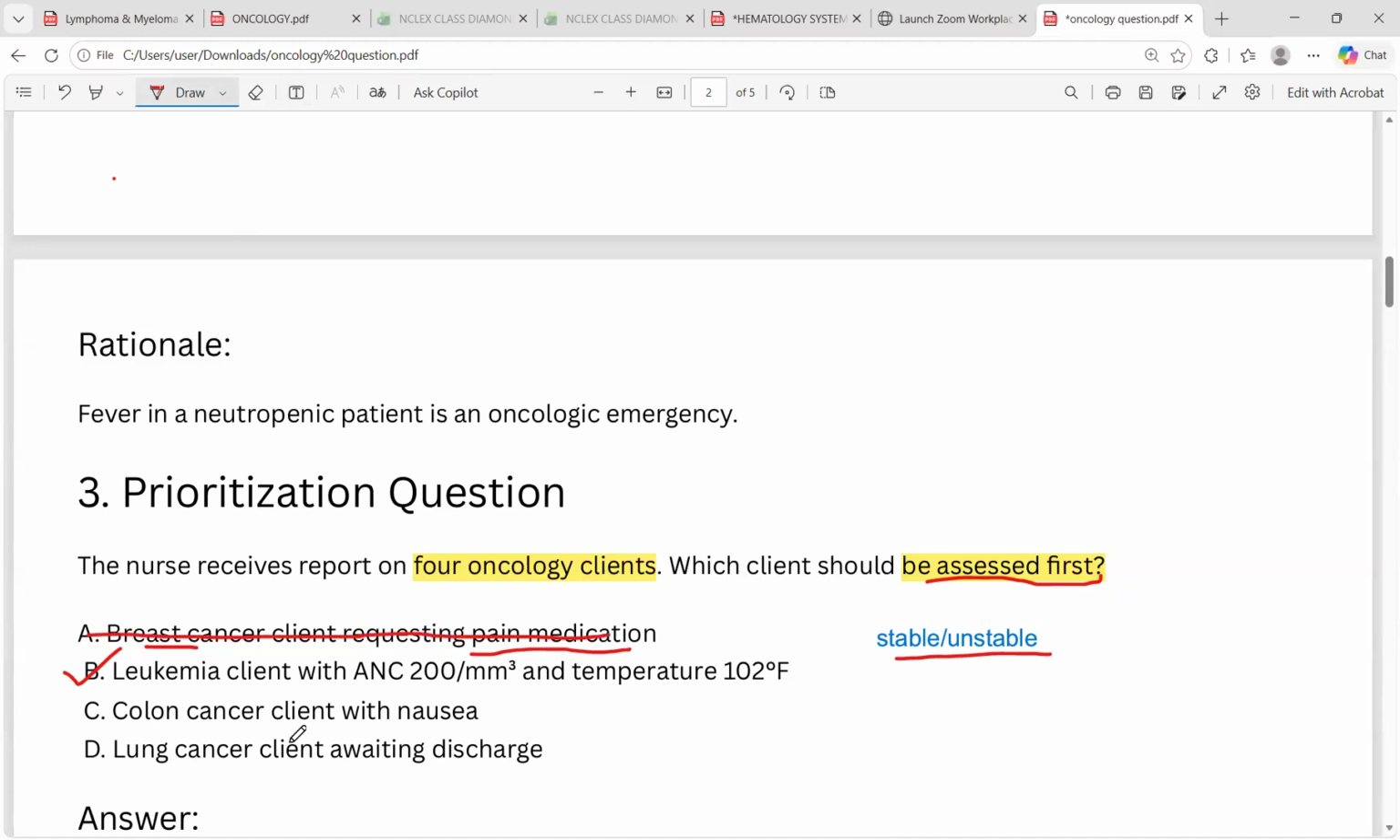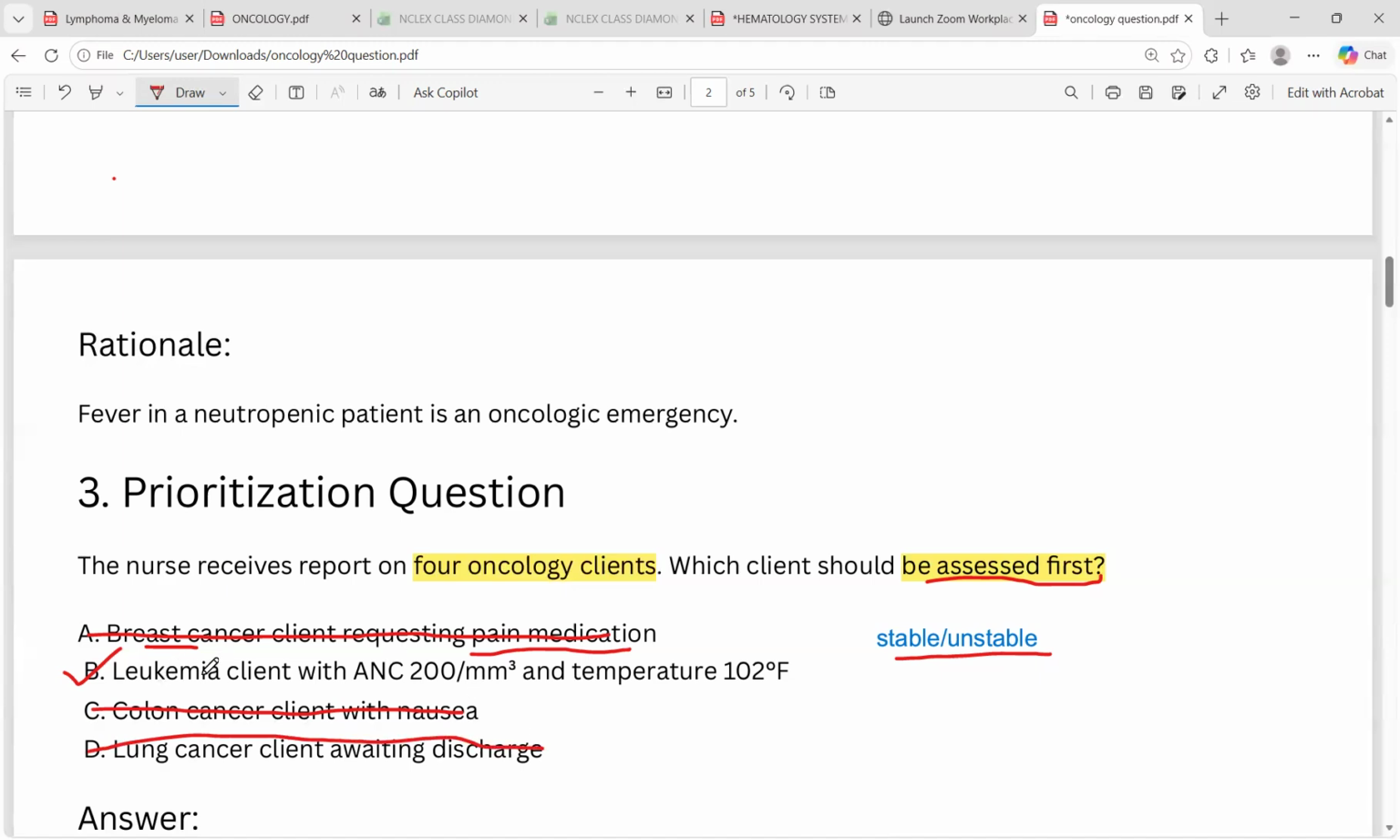Then colon cancer with nausea. Cancer patients anyway will have a nausea sensation. That is expected, ma'am, expected only. So you are eliminating option C. And the last one, lung cancer client awaiting discharge. Yeah, they are stable, I guess. They are getting discharged, no?